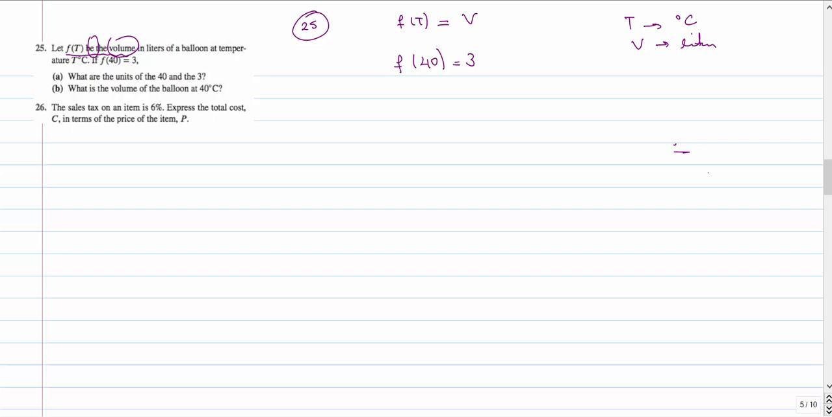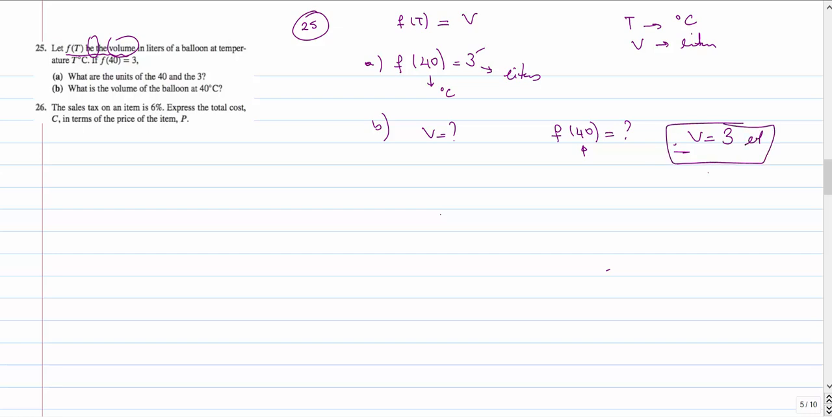So what are the units of the 40? 40 is Celsius. 3 will be the liters, the units for A. For B, what is the volume at 40 degrees Celsius? So f of 40, when temperature is 40, what is the volume? It's given in the problem, so volume is 3 liters.